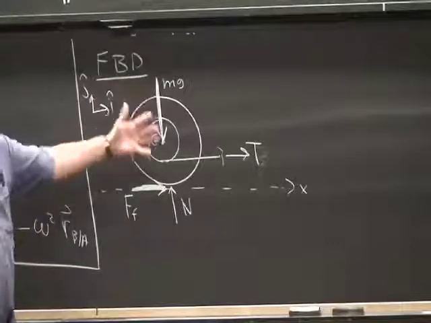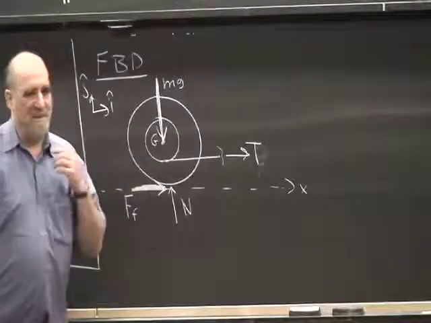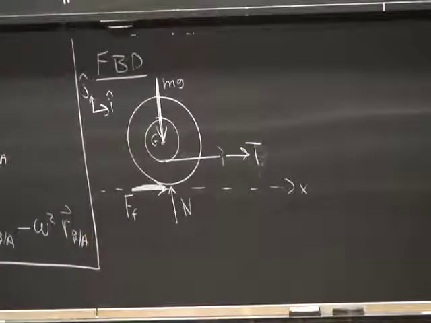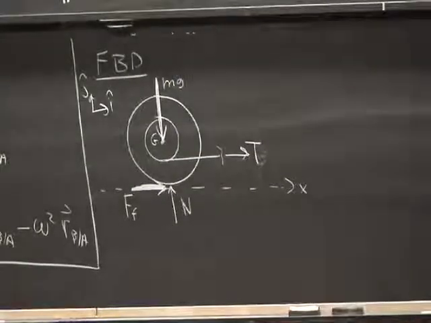Now, can we figure out what's going on just from this free body diagram without this kinematics? We cannot. Because we don't know what this friction force is, and we can't find it easily. Why can't we just say that friction force is mu times the normal force?